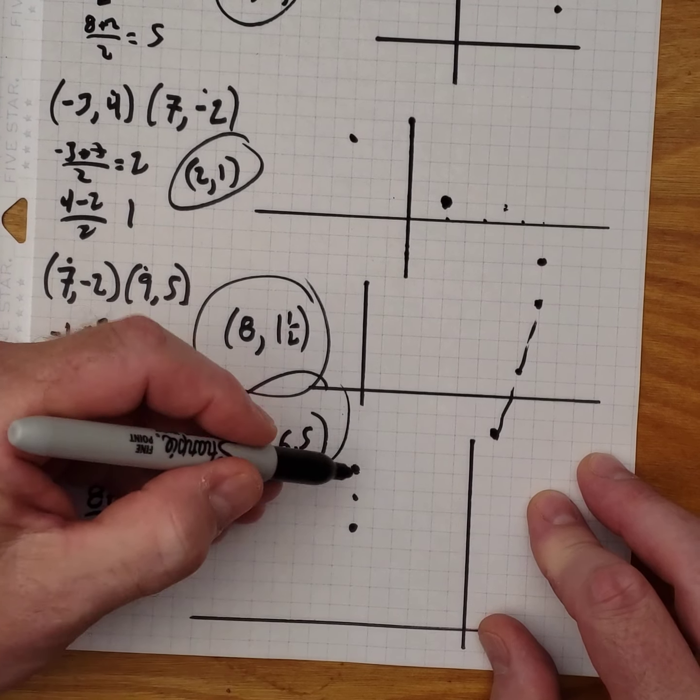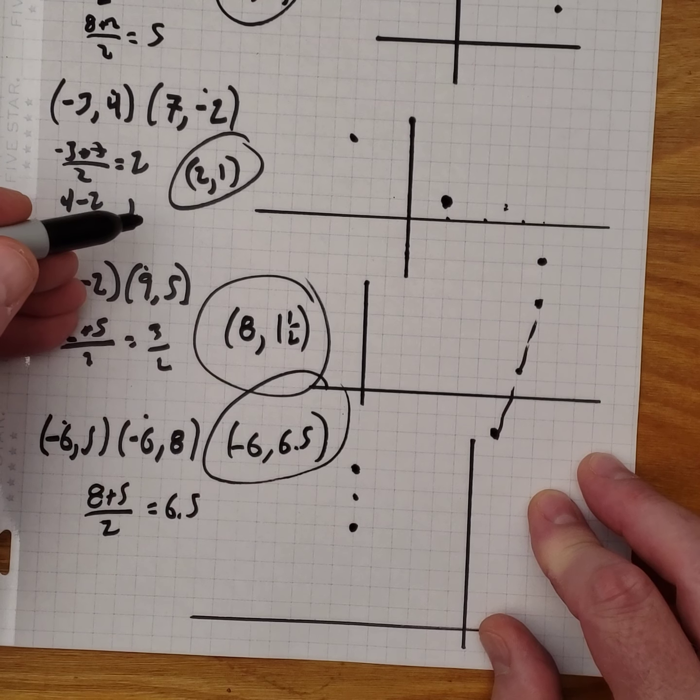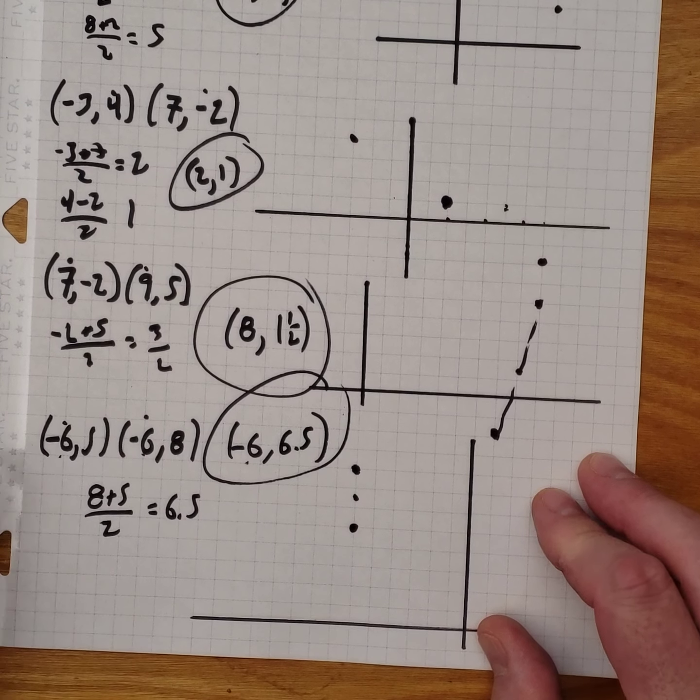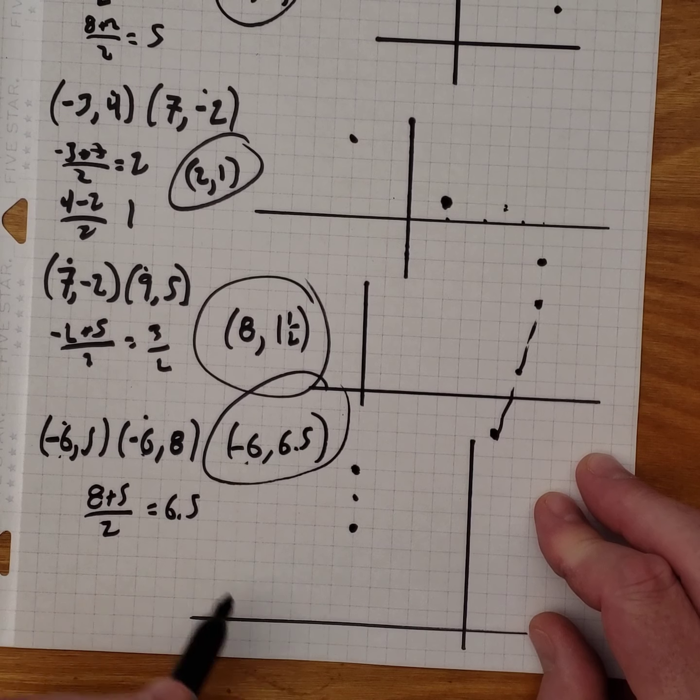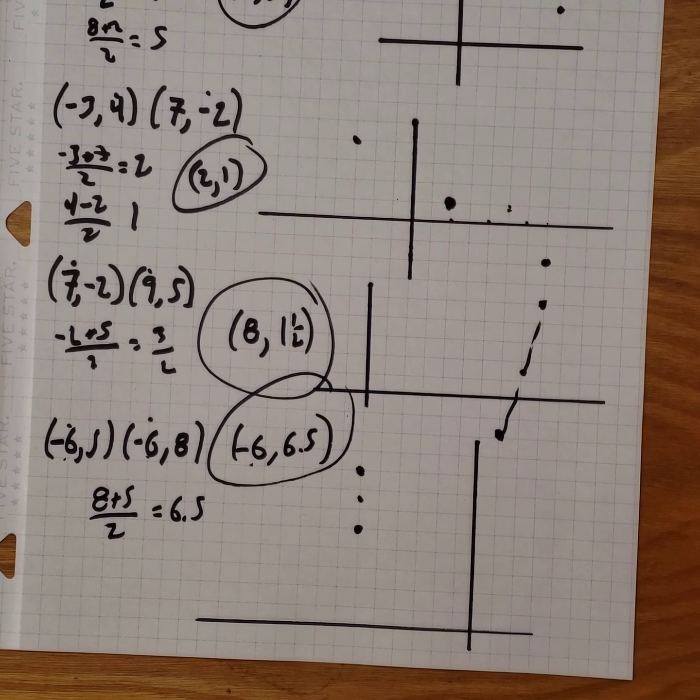Okay, so if our 2 points are directly above each other, then the midpoint's just going to have the same x-coordinate, and the same would be true if they were horizontal. They would have the same y-coordinate. That's it for finding midpoints.